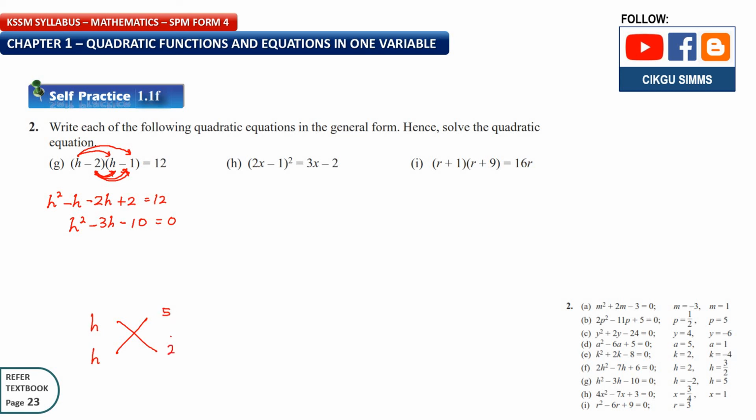5, 2, because I want to get 3. And then minus, I put at 5 because here is negative. So negative 5 times positive 2, negative 3. Okay, so h minus 5, h plus 2.